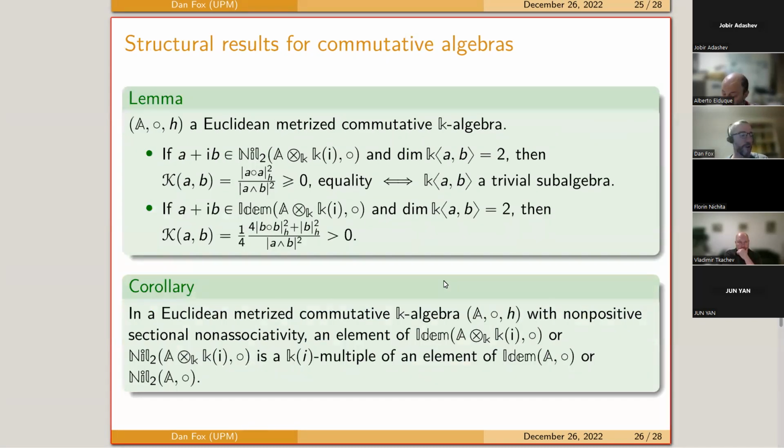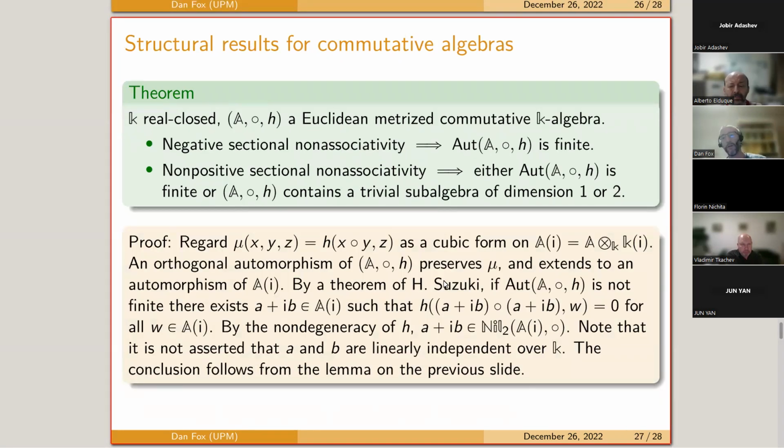Let me just conclude. I have, I think, 2 or 3 minutes to go. Let me conclude with a couple comments about structural consequences of assumptions. This is going to be working over R, if you like, or more generally a Euclidean field. Let me skip to the next slide to state the theorem, and then we'll see how it's proved. The claim here, the main conclusion, is that negative sectional non-associativity implies finite automorphism group for a metrized commutative algebra.